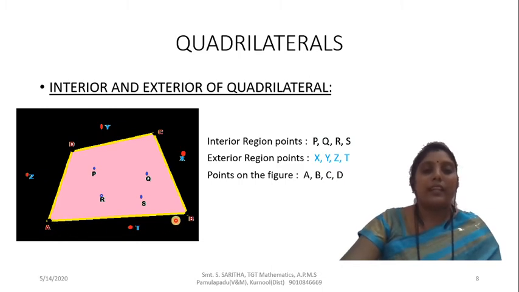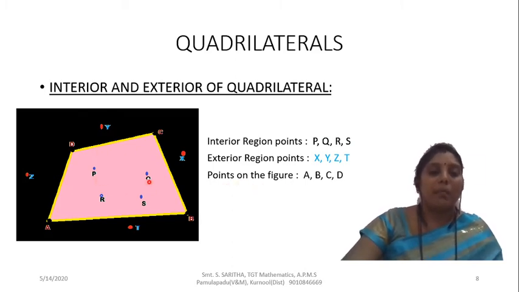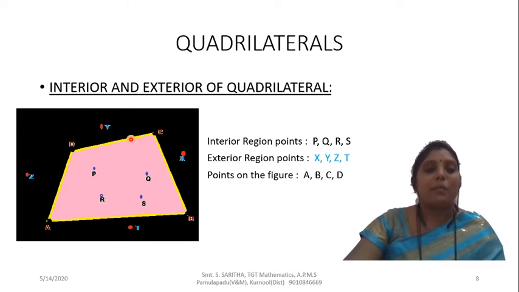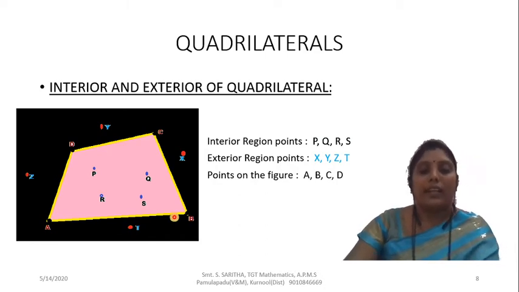When you observe here, point A, point B, point C, and point D lie on the quadrilateral. So you will say that A, B, C, D are the points on the figure. In total, when you draw a quadrilateral in a plane, it divides the plane into three sets of points. Some points lie in the interior region, and they are called interior points. Some points lie in the exterior region, and they are called exterior points. And some points lie on the quadrilateral, and they are called points on the quadrilateral.